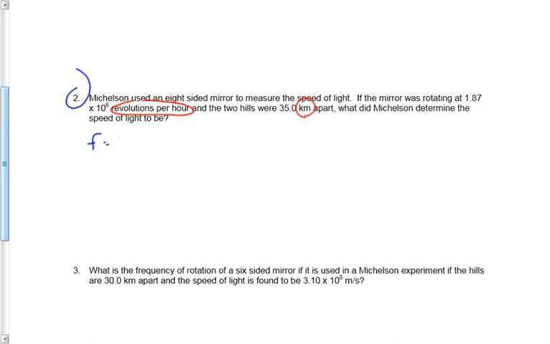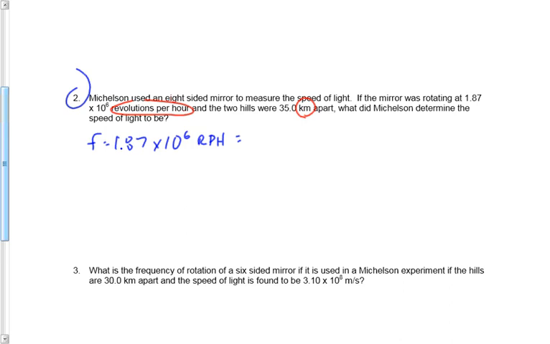If we've got 1.87 times 10 to the 6 revolutions per hour, then what do we have to do in order to convert that to revolutions per second or hertz? What's the conversion factor there, Rutger? Yeah, divided by 3,600. Now, that 3,600 comes from 60 times 60, right? We're dividing this 1.87 times 10 to the 6 by 60 to get revolutions per minute. Then we're dividing it by 60 again to get revolutions per second.